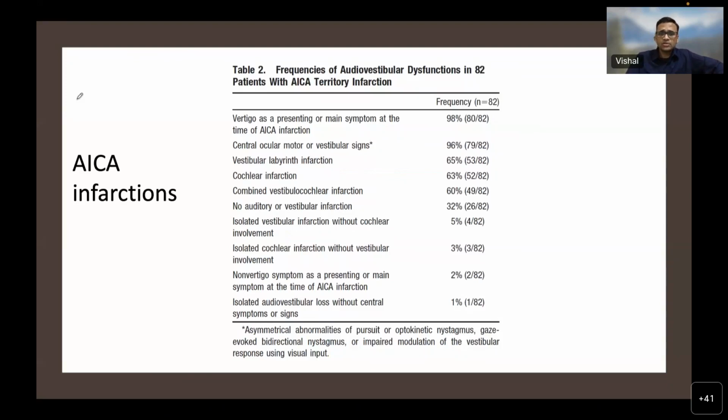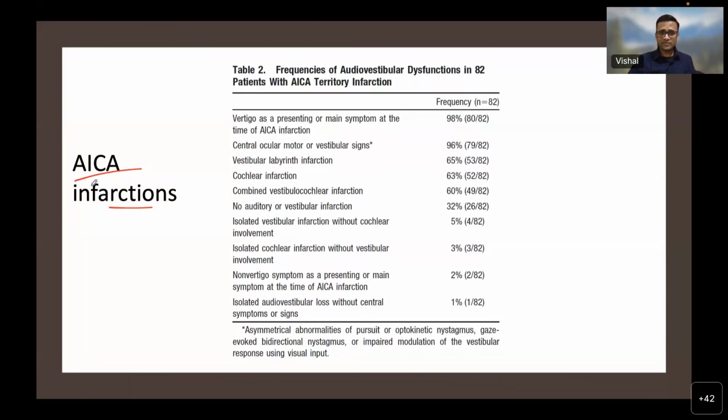Now coming to the anterior inferior cerebellar artery infarction. If a patient has isolated labyrinthine artery infarction, it is difficult to differentiate. Then you have to rely on the blood pressure at the presentation, on the ABCD score, and on vascular risk factors. A lot of things you have to take into consideration.